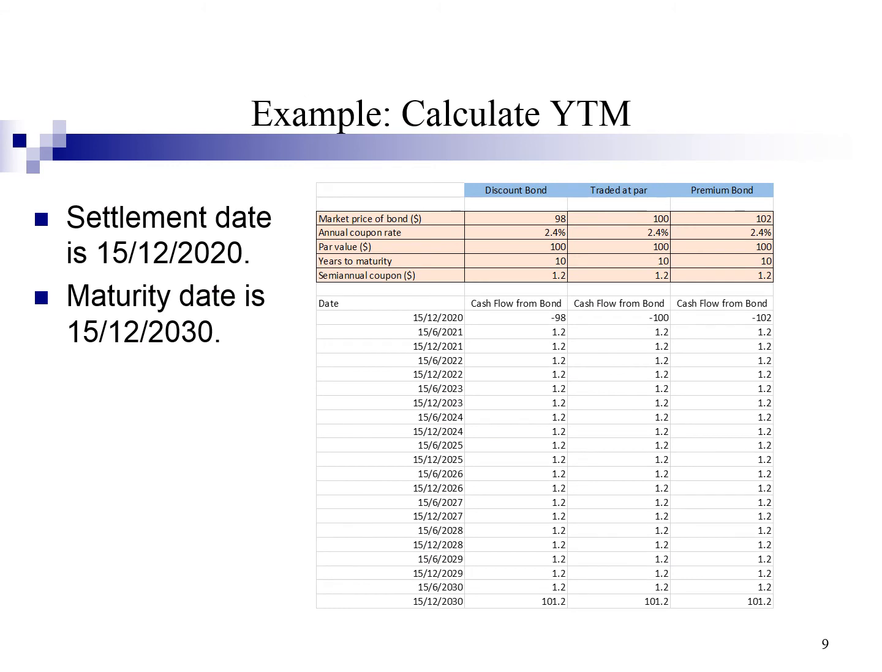Let's use the same example to calculate the yield to maturity for 3 bonds. Assume the settlement date is 15 December 2020 and maturity date is 15 December 2030. The bond will mature in 10 years.